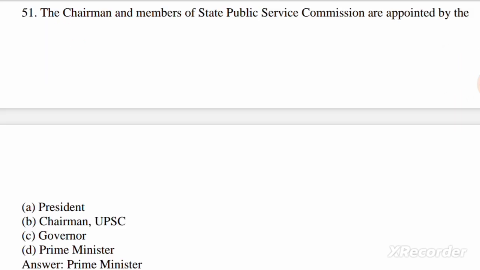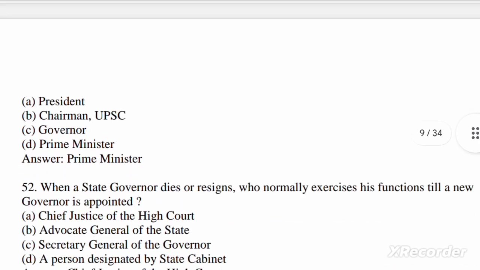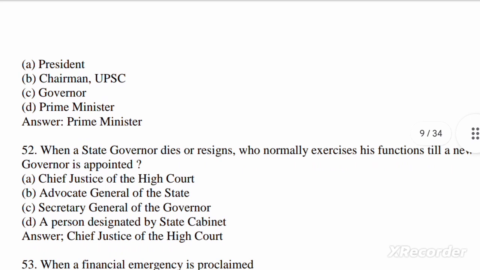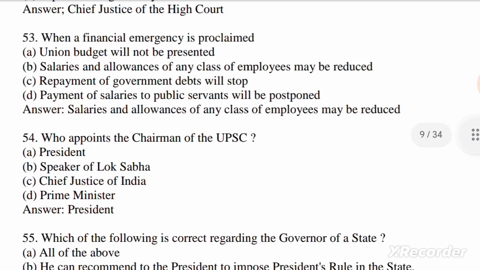51. The chairman and members of the State Public Service Commission are appointed by the Prime Minister. 52. When a state governor dies or resigns, who normally exercises his functions till a new governor is appointed? Answer. Chief Justice of the High Court. 53. When a financial emergency is proclaimed, answer. Salaries and allowances of any class of employees may be reduced.